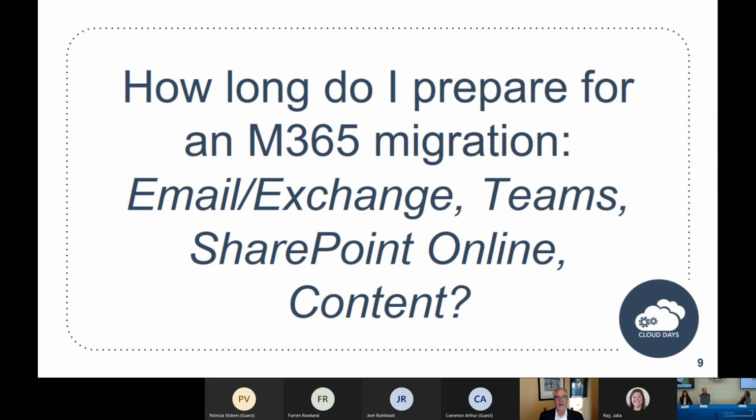There are a handful of organizations that have used SharePoint as a public-facing website. Microsoft has been discouraging that for a number of years. And moving into the cloud, you won't be able to do that. So you may have to look at other alternatives.